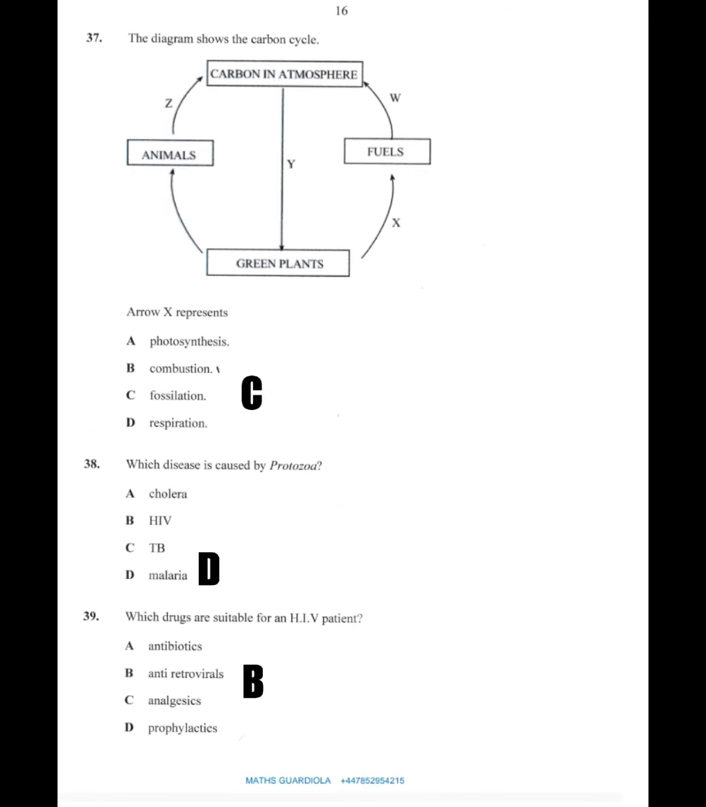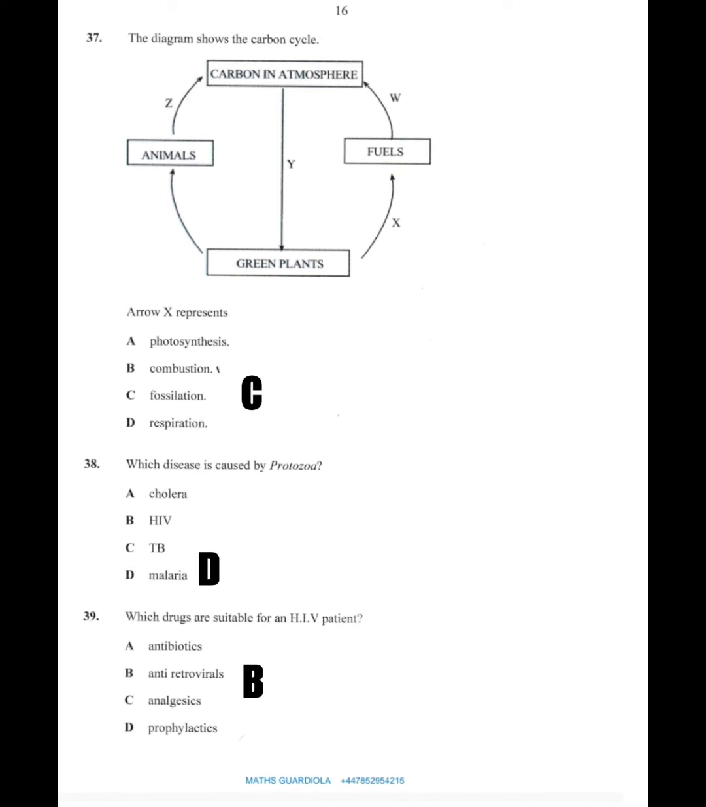Let us move on to number 37. The diagram shows the carbon cycle. Arrow X represents fossilization, which is C. Fossilization is the process of an animal or a plant becoming preserved in a hard, petrified form which can form fossil fuel.